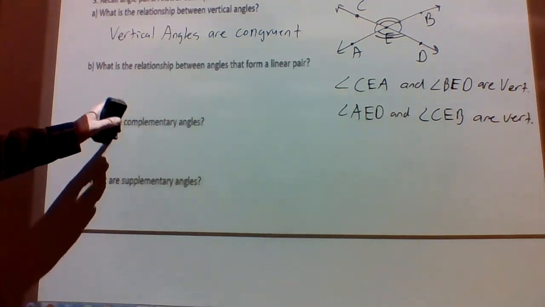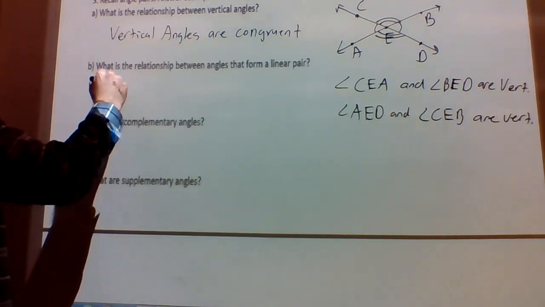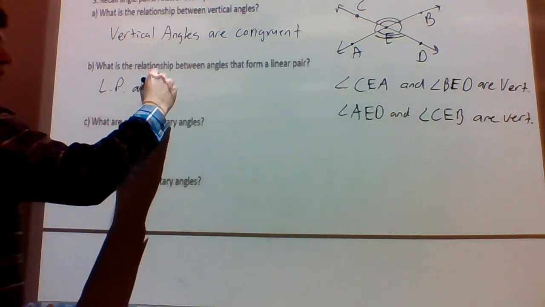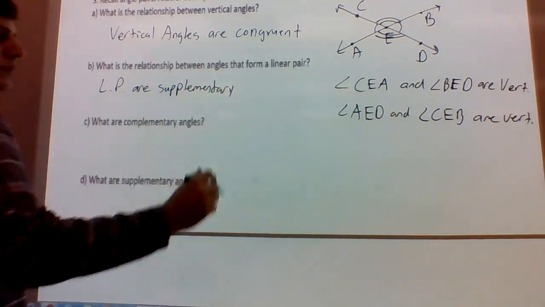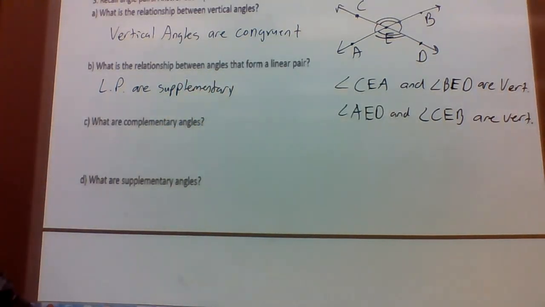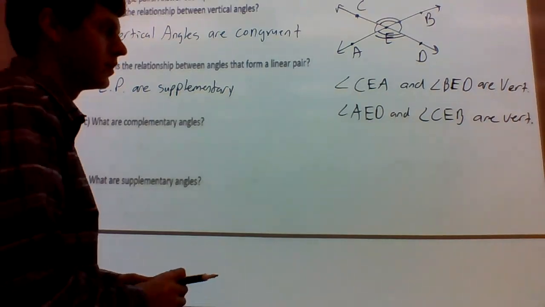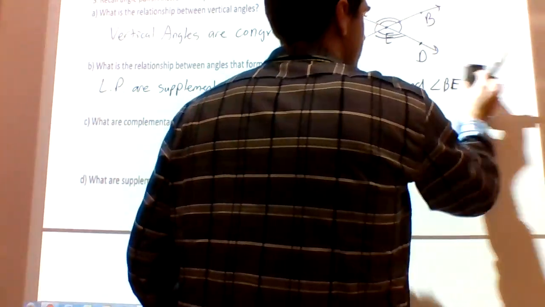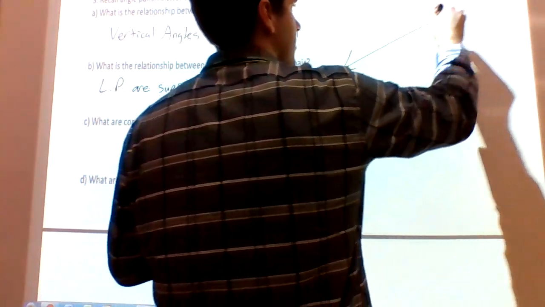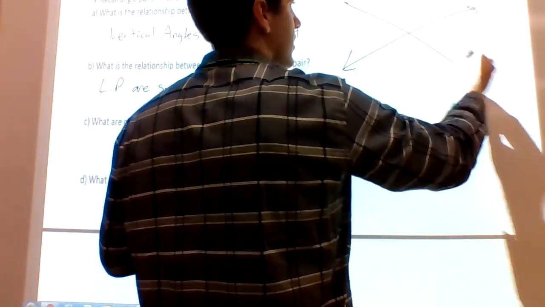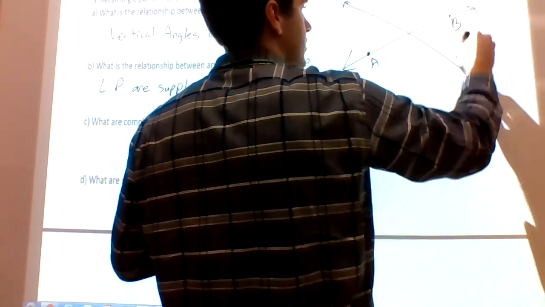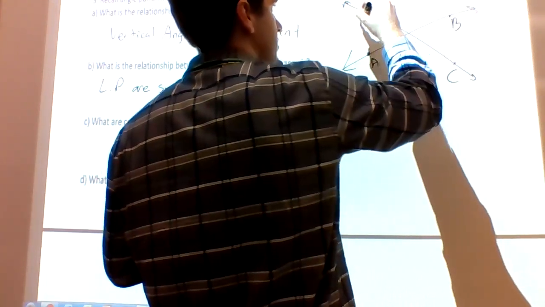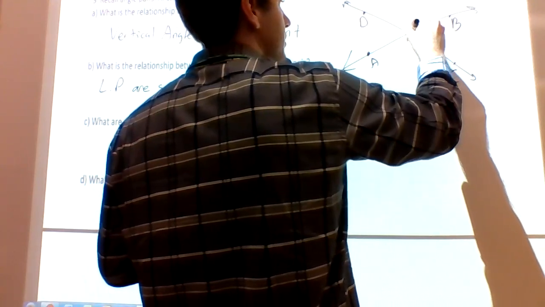Linear pairs for B. Linear pairs are supplementary, meaning that their angle measures add up to 180. Okay, so let's rewrite the diagram, but use the same diagram. This is line AB. This is line CD. Okay, we're going to say it meets in the middle at point E.